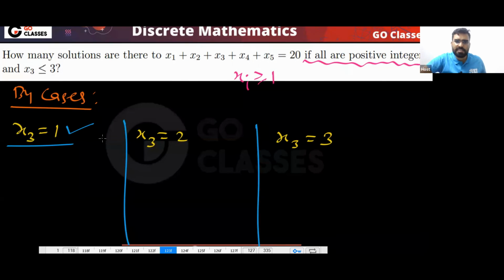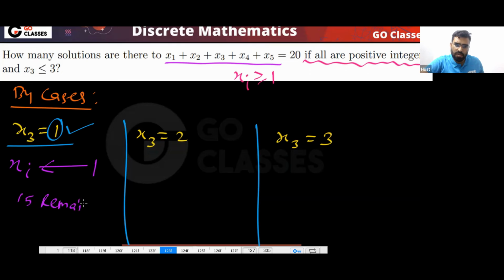Just think visually. This is a child. To him, you give 1 chocolate and he will go. He is out of the picture. He is not there anymore. He has taken his chocolate and he has gone. So think like this. To everyone you give 1 chocolate. So finally, remaining chocolates, how many? Total 15 chocolates remaining. And now you only have 4.